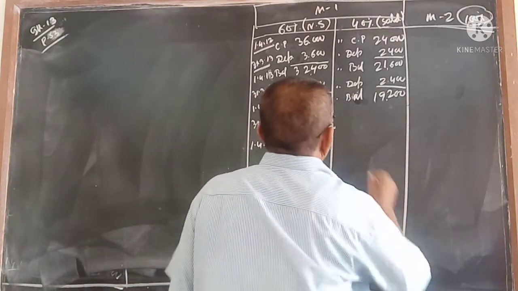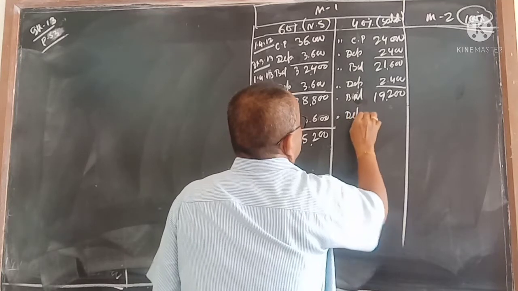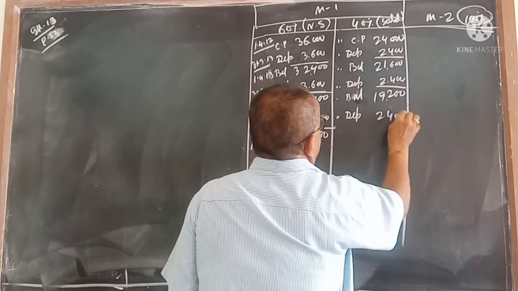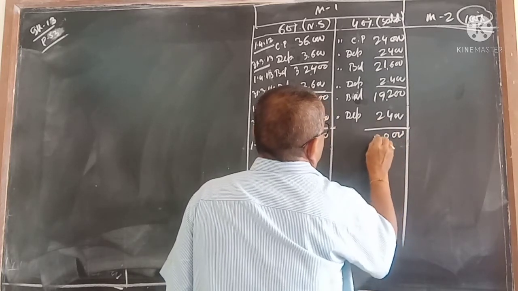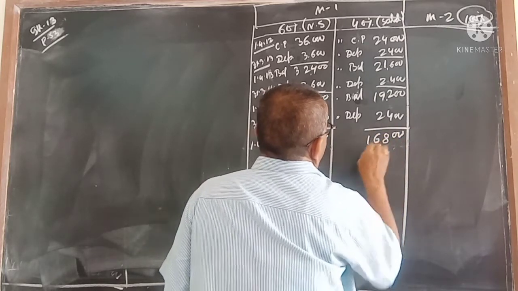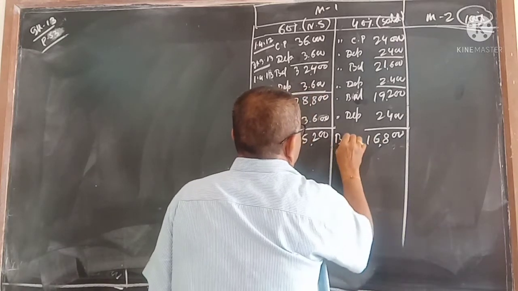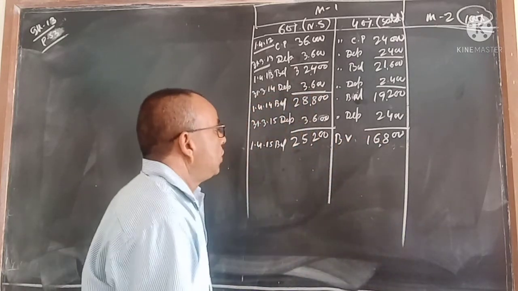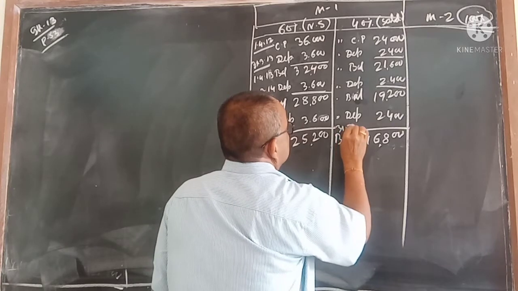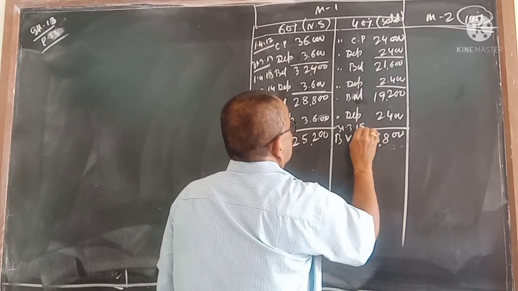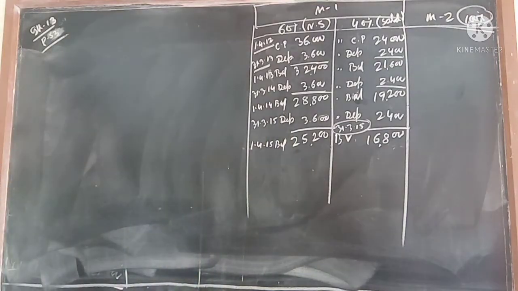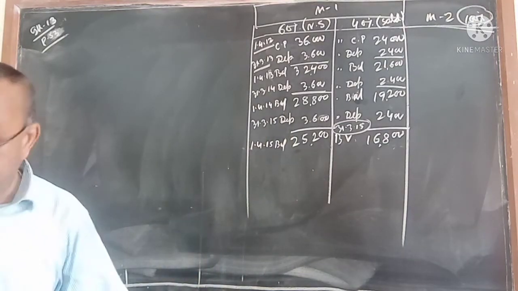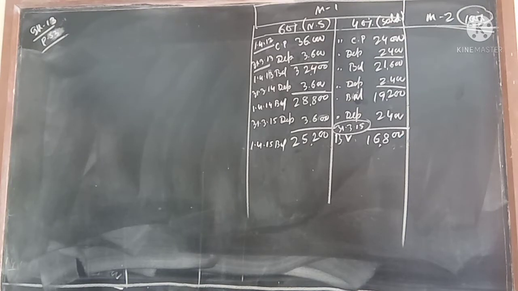And here depreciation 2,400. If you deduct, 4 8 3, 16,800, this is called book value. On which date? 31st 3/15. On 31st 3/15 you are getting the book value, which is coming 16,800, and you got the profit.